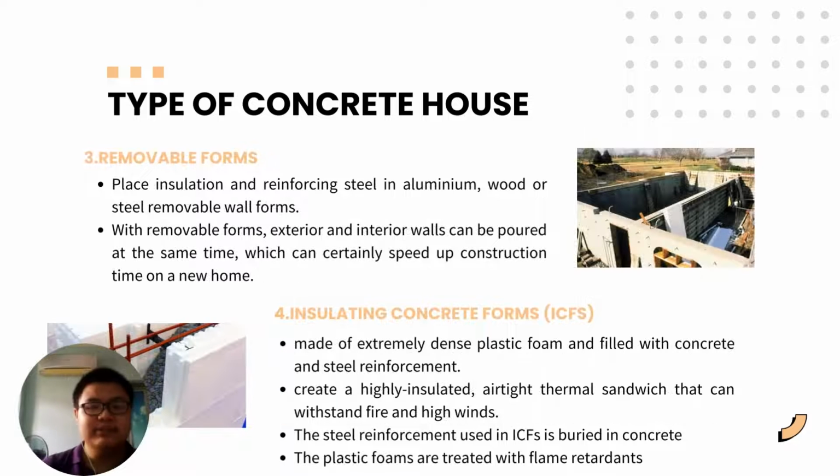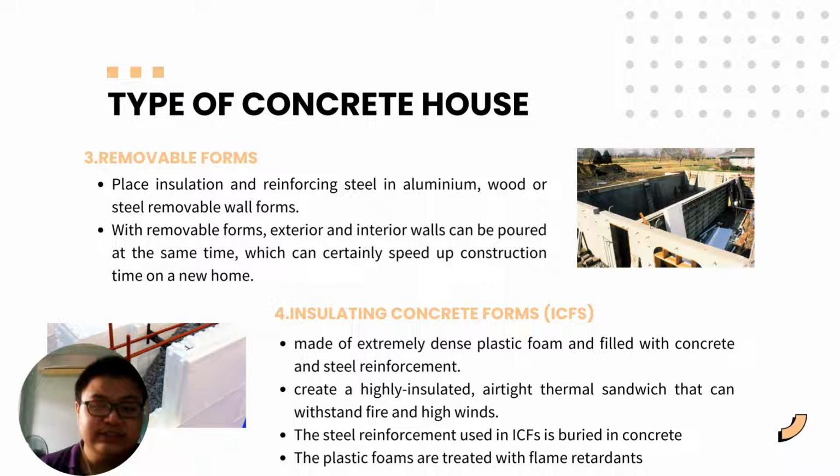The next type is removable forms. It places insulation and reinforcing steel in aluminum, wood, or steel removable wall forms. With removable forms, exterior and interior walls can be poured at the same time. The construction will become faster. Removable forms are also a conventional concrete option that is sure to stand strong.